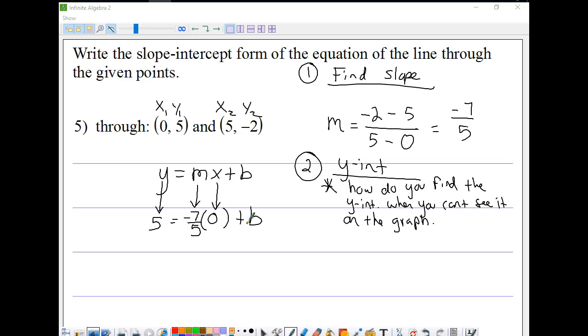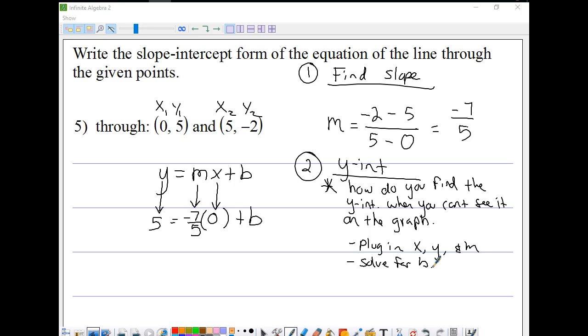Can we solve for b? That's what we do. You plug in x, y, and m, and then you solve for b. Now somebody might ask, what if I use this point? What if I plugged in 5 for x and -2 for y? It will still work. You'll get the same answer. So you could pick either one.